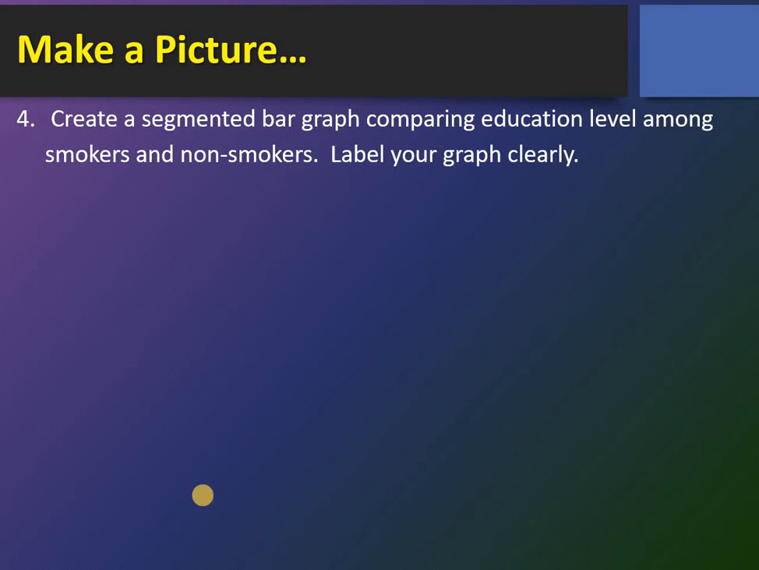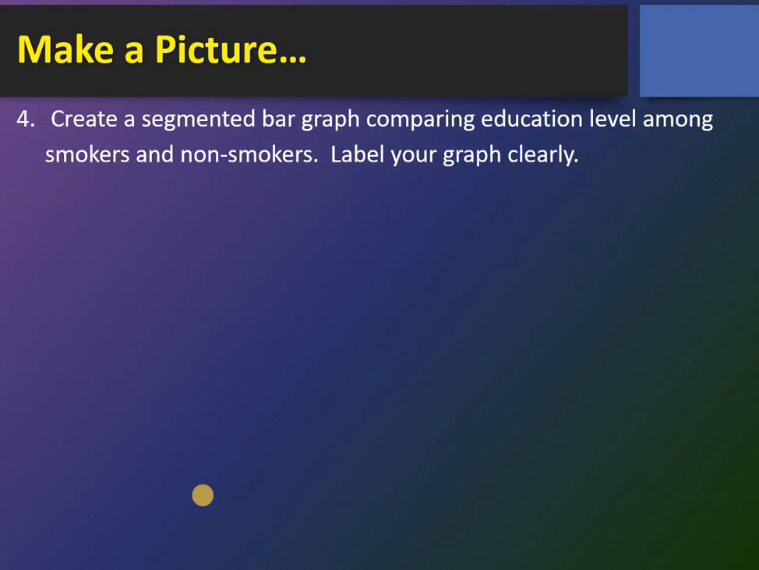If I were to have chosen smoking preferences, how many bars would that have been? 2. Did they specify which one? All they're saying is comparing education level among smokers and non-smokers. So you pick, and if we're doing a segmented bar graph, it was very clear in the other video, what do we need for doing segmented bar graphs? It must be relative. It must be in percents.